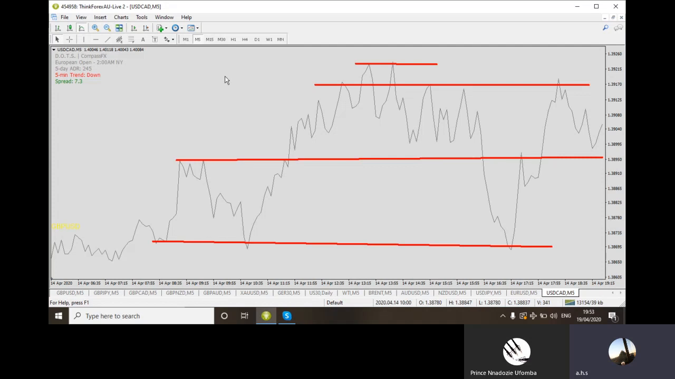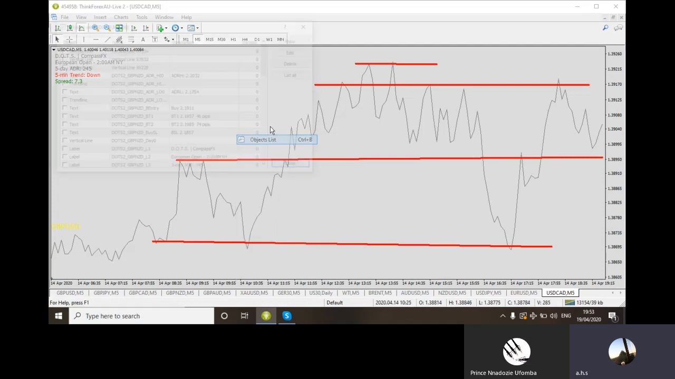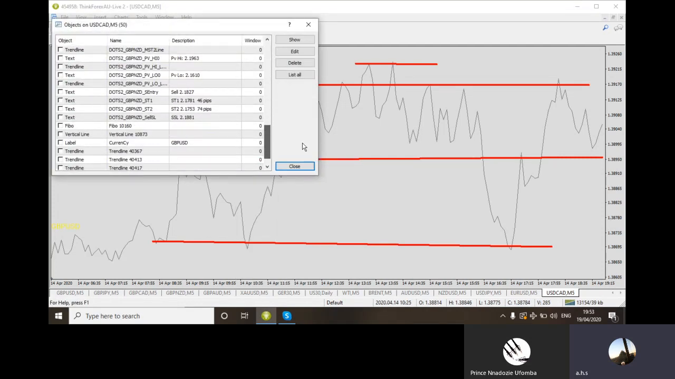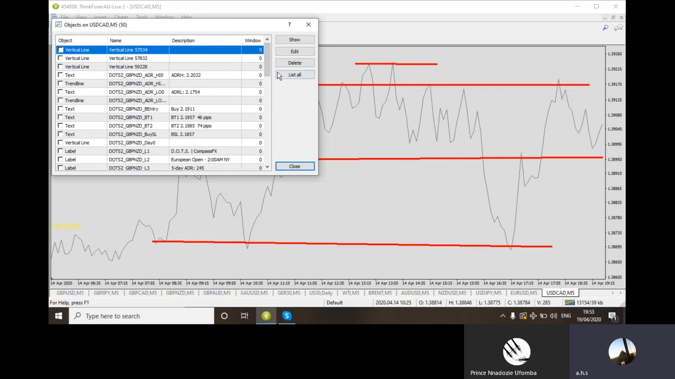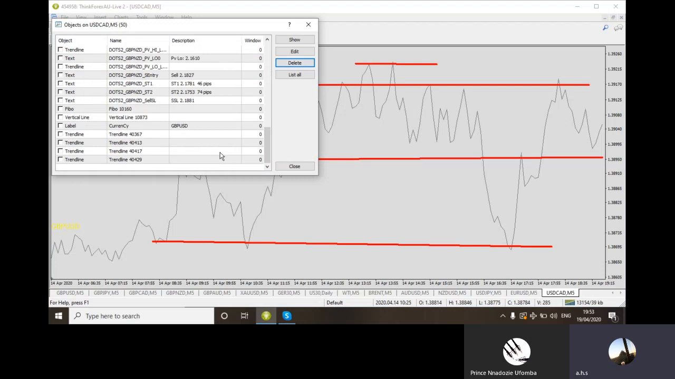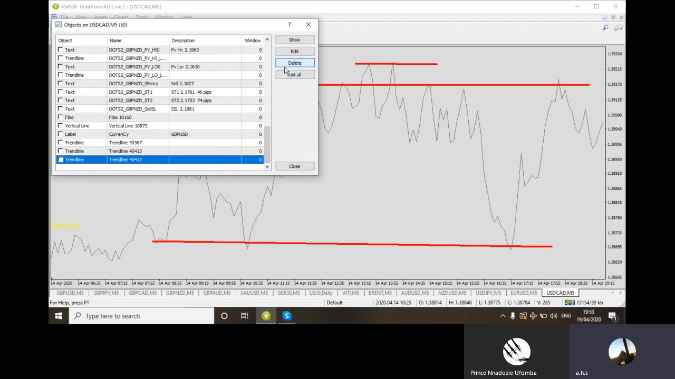Okay, so I'm just going to go on the objects and delete all this, and I think it should be enough. Vertical line. That hasn't deleted it. No, trend line.